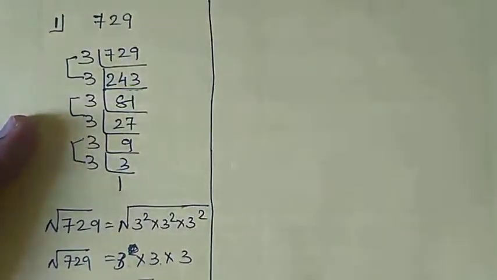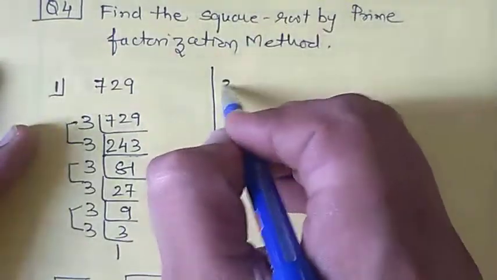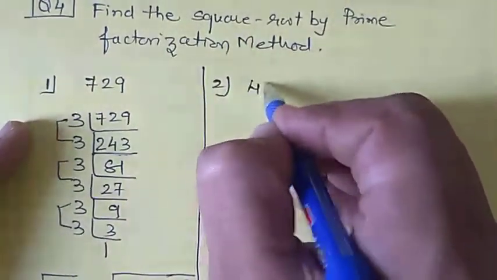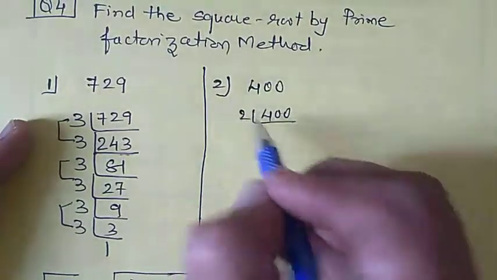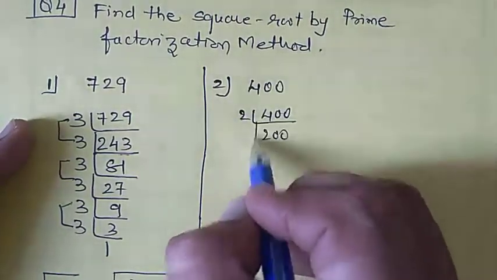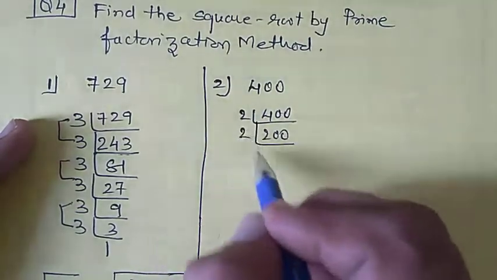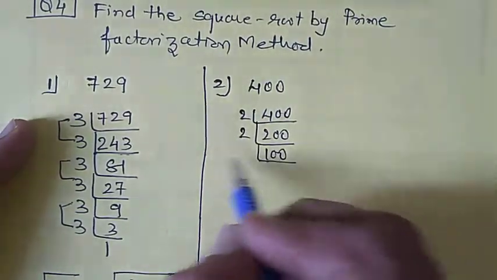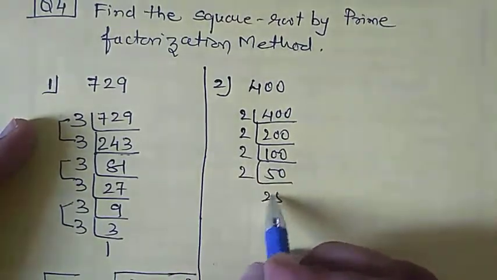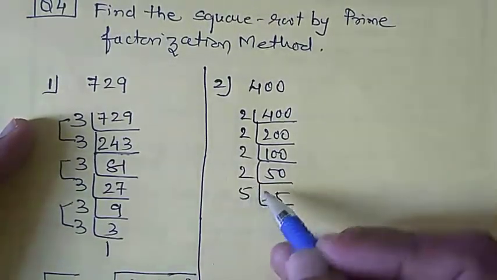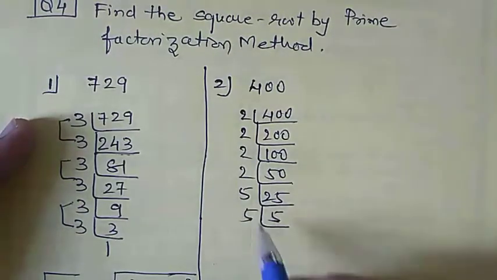Clear friends? You can go for the second number. The second number is 400. It will be easy for you to find the prime factors. 400 is divisible by 2, giving 200. Again divisible by 2, 2 twos are 100. Again divisible by 2, it will be 25. Now it is not possible, so 5 fives are 25 and 5 ones are 5.